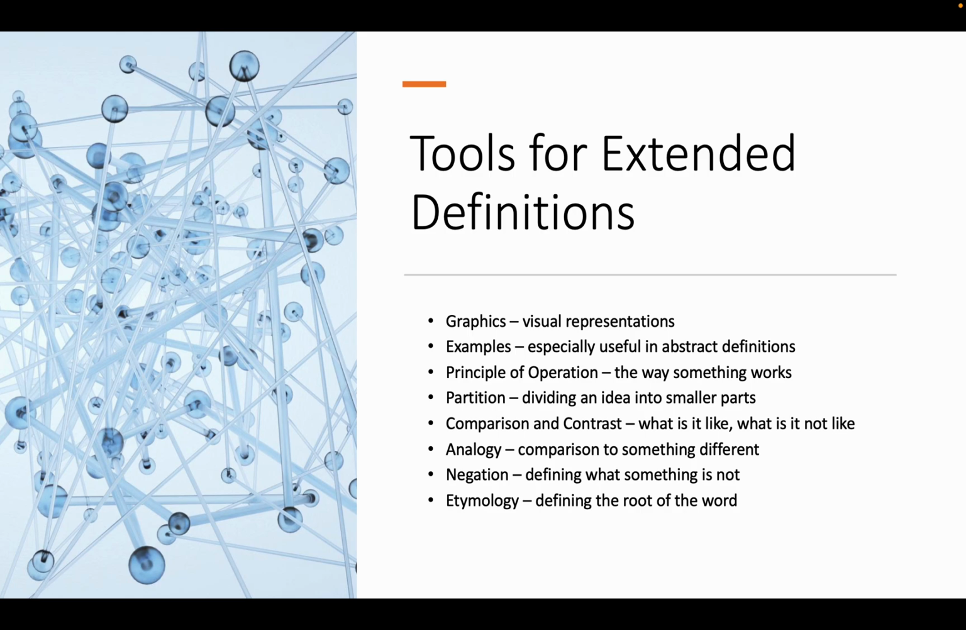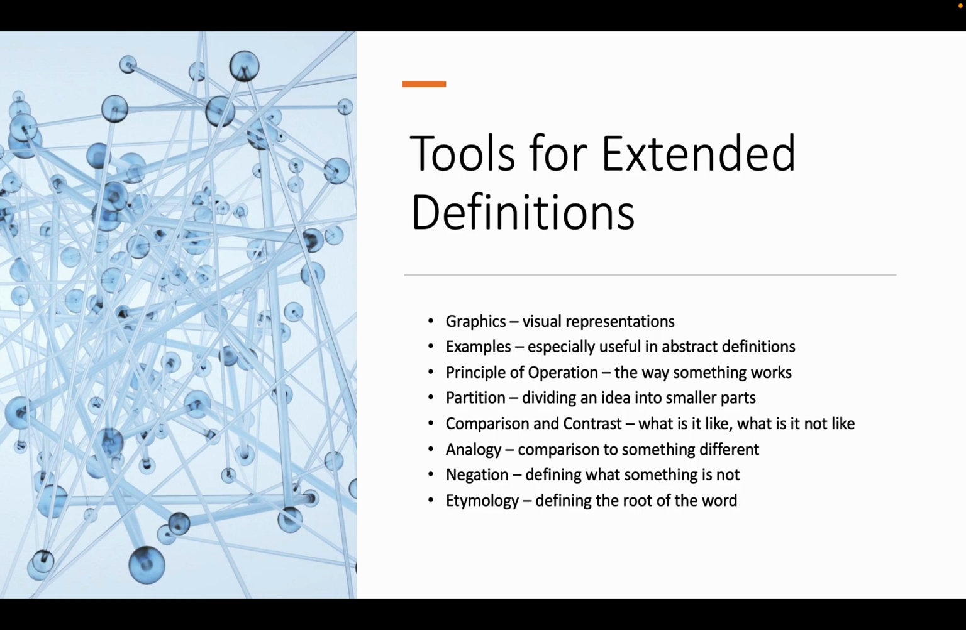One of the things that it's important to know about definitions is that you have a lot of tools at your disposal and you can kind of play with it until you get it right. But let's go over some of those tools for extended definitions. Graphics. These are visual representations. If you're dealing with somebody who is a visual learner, a lot of times a graphic will do very quickly what words might be very difficult to do. So graphics can be great tools.